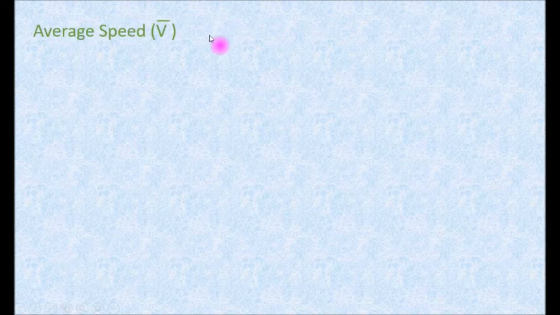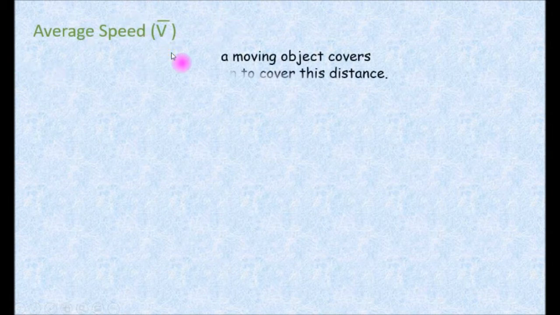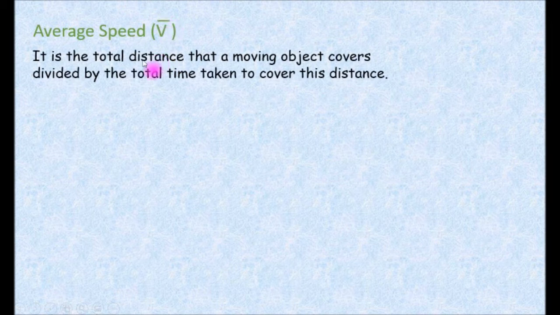That will allow us to talk about average speed, V dash. What is meant by average speed? Average speed is the total distance that a moving object covers divided by the total time taken to cover this distance. The speed is the distance covered per unit time, but the average speed is the total distance, because we talk about an object that moves with irregular speed.